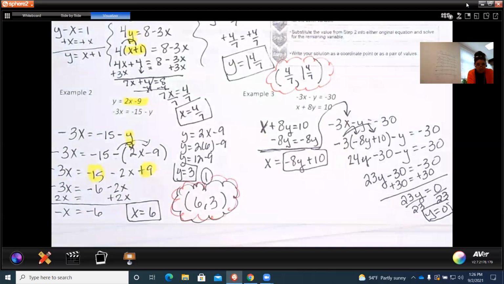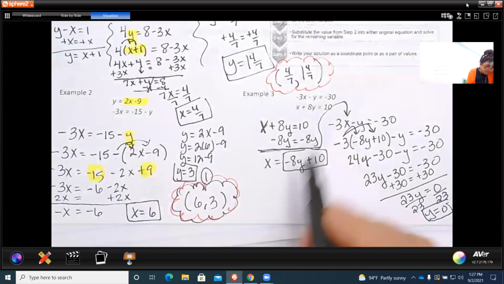All right, am I finished with this one? Why not? Yeah, I only know what y is equal to. My ordered pair has an x and a y, so I have to figure out what x is. So once I know that y is equal to some number, it doesn't matter which equation I plug it back into, okay? Either one will do. So I'll just pick the bottom one, it looks easier.